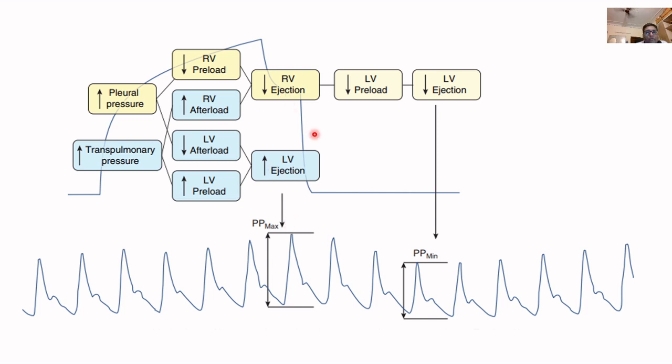However, after a few seconds, this decrease in the RV ejection is going to reach the left ventricular side. So LV preload is going to decrease, and LV ejection is ultimately going to decrease after a few seconds. So pulse pressure variation, pulse pressure, systolic pressure, all these parameters will be least by the time this is reached. This happens usually by the time of end of expiration. So usually with inspiration, the direct impact is a maximum pulse pressure, followed by a drop by the time of end expiration.